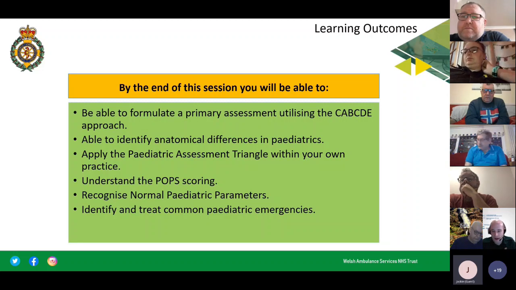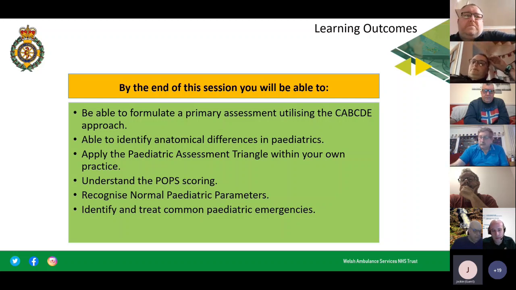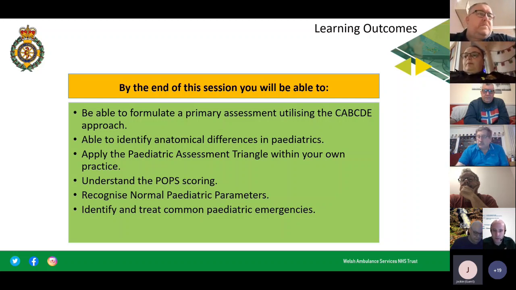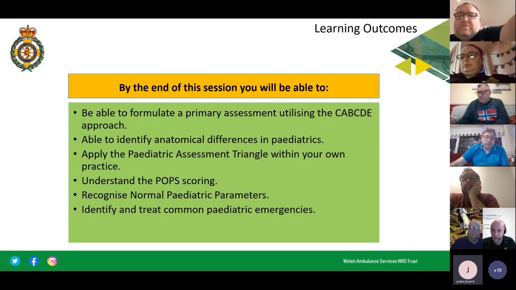So tonight, in an hour-ish, we're going to talk about how to formulate a primary assessment using the CABCDE approach and how that changes slightly with paediatrics and some considerations we need to take into account. Then we're going to talk about some differences between adults and children. We're going to talk about those frameworks, the paediatric assessment triangle, POP scoring and some of the parameter changes. And then finally, like I said, we're going to go over some common paediatric emergencies that you may come across.